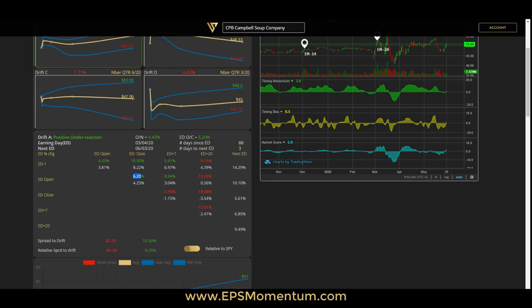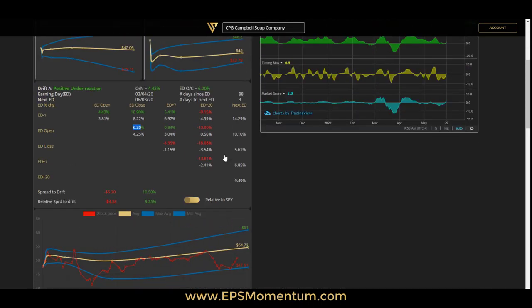The important thing is here I have several points. I have the ED plus 7 days and ED plus 20 days. So if I look on the chart below, I can see the overnight, the 7 days, and the 20 days. Right? So I can see how the stock is moving compared to the average. I can see the changes and the percent change and see how it progresses.